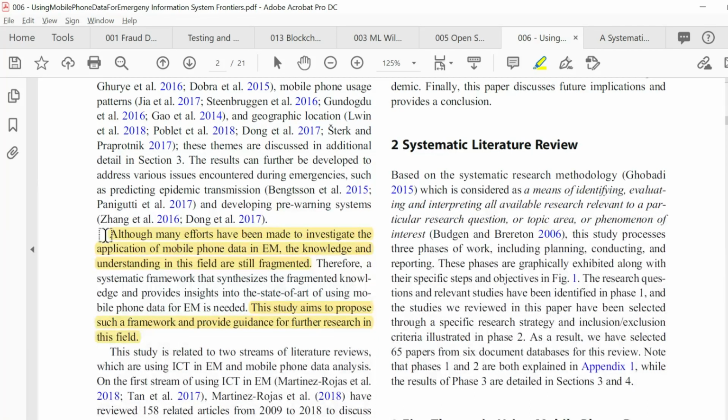In this paper, they say, although many efforts have been made to investigate the application of mobile phone data in EM, the knowledge and understanding in this field are still fragmented. Therefore, a systematic framework that synthesizes the fragmented knowledge and provides insights into the state of the art of using mobile phone data for EM is needed. This study aims to propose such a framework and provide guidance for further research in this field. So in this paper, this was a small write-up.